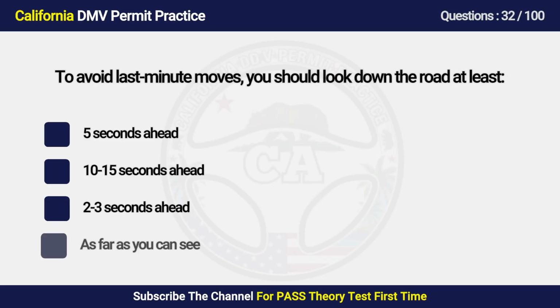Question 32. To avoid surprises, you should look down the road at least: A. 5 seconds ahead, B. seconds ahead, C. seconds ahead, D. as far as you can see.